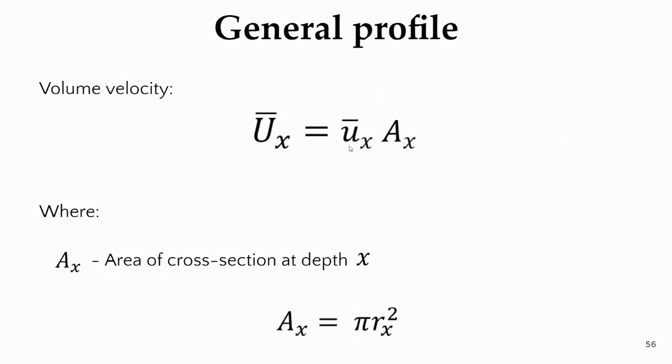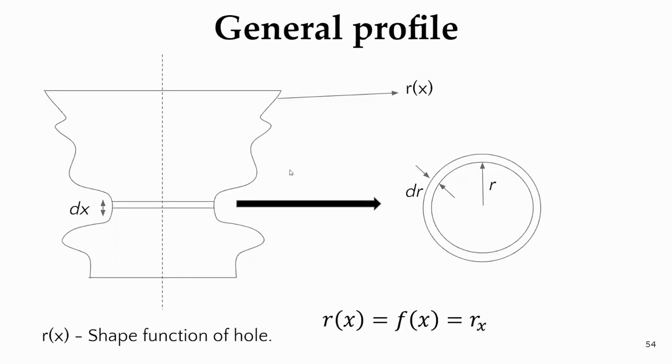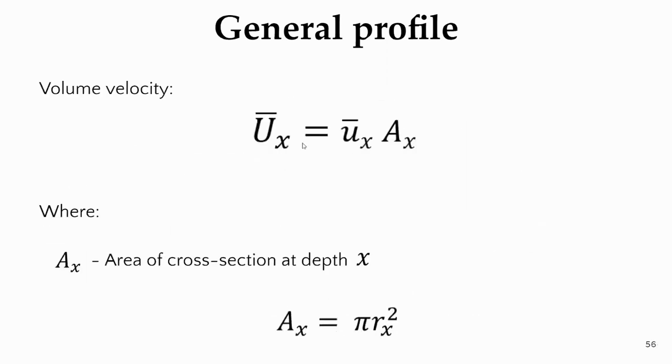Why? Because in this general profile case, as you can see, the area of cross section at each section is different, which is not the case in the cylindrical case, in which the area of cross section was the same throughout the axial direction. So in this case, we had to bring in the volume velocity term, which has an area, equal to area into particle velocity, and the area A(x) is basically pi r(x) squared.